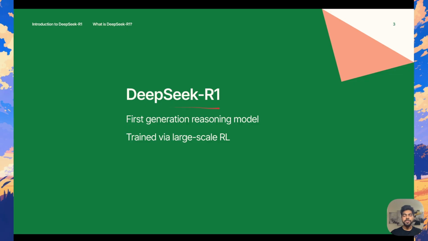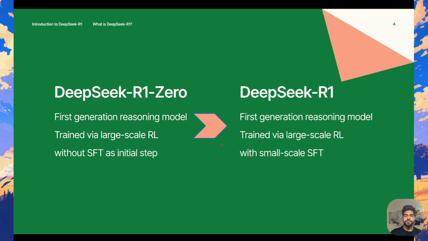DeepSeek R1 is the first of its kind reasoning model which is able to show impressive reasoning abilities only through pure reinforcement learning. But there is a small caveat. Actually, there are two models: DeepSeek R1 Zero and DeepSeek R1. DeepSeek R1 Zero is the one trained on pure reinforcement learning, but DeepSeek R1 uses small supervised fine tuning. But you must be wondering what all these terms are. So let's look into how these models are trained.